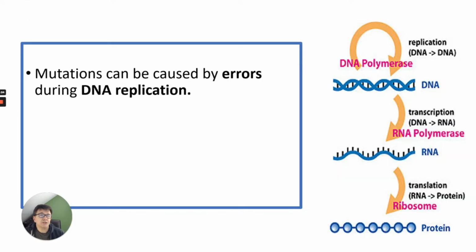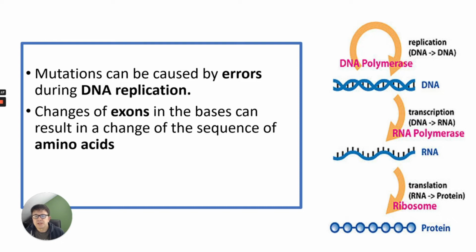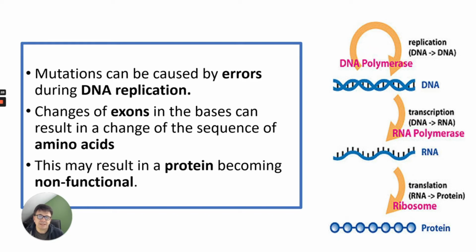So first of all, we're going to look at gene mutations. Mutations can be caused by errors during DNA replication. This is very much related to the work that you might have done before on protein synthesis. Changes in the bases can result in a change of the sequence of amino acids, and therefore this might result in a protein becoming non-functional. So we need to understand the different types of gene mutations.